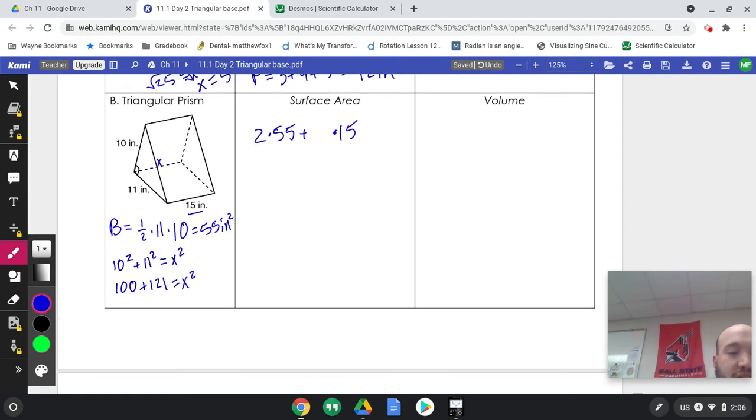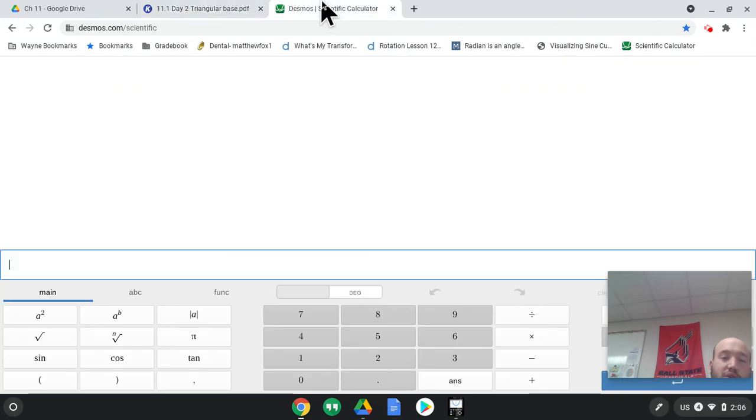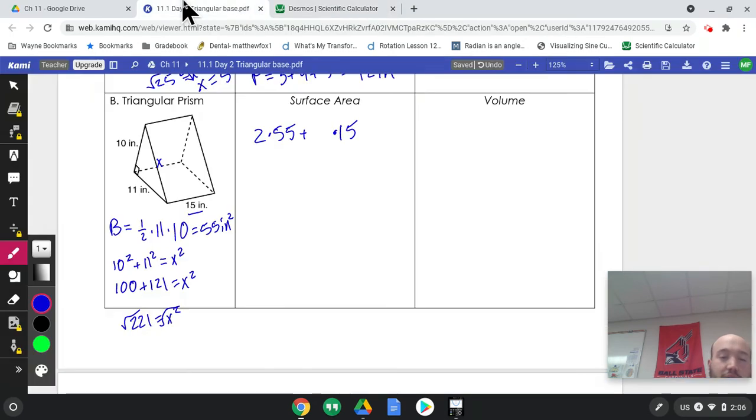Now when we add those together, we get 221. This will equal x squared, and that is not a perfect square. Square root of 221 doesn't come out perfectly. Okay, so we go over here, take the square root of 221, hit enter. You can see 14.86606875. We're going to round to 2 decimal places, so 14.87. Okay, that's what we use our x to be.